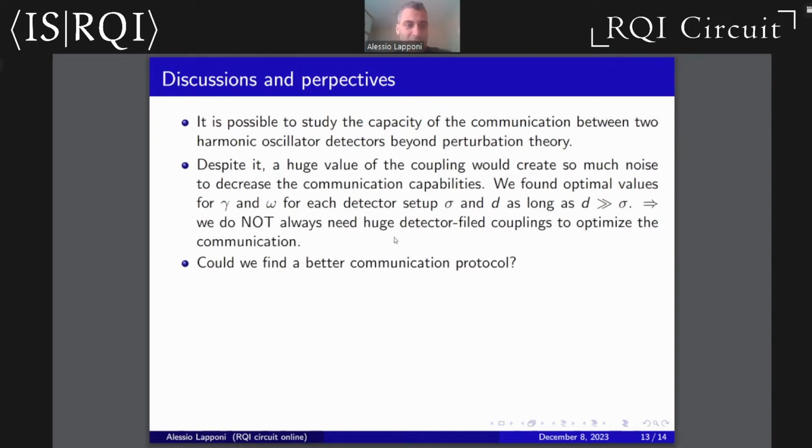So I want to ask you, do we really need to go beyond perturbation theory? In the sense, this proves that we do not always need huge detector-field couplings to optimize the communication. So maybe, okay, maybe not a very low coupling, but neither a really high coupling is needed to reach the optimal communication between detectors because of the presence of the noise.